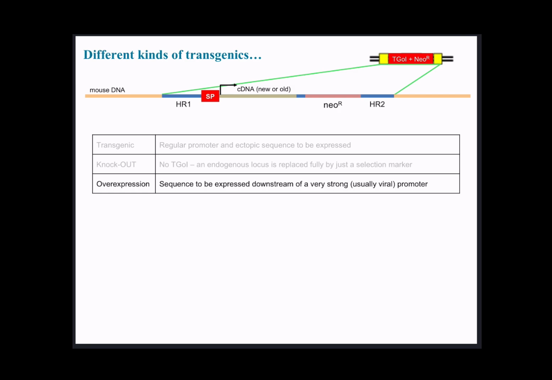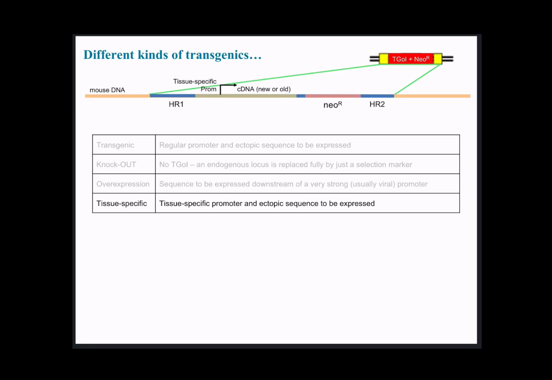In some cases, we may want to overexpress a foreign gene. It's not only about introducing a gene that is not normally in the mouse, but it may be a gene that exists in the mouse, but we want to make a lot more of it. In those cases, what we do is we introduce our cDNA of interest, new or old, and by that I mean whether it exists in the mouse or not, and then we put it under a very strong promoter. In class, we discussed briefly the use of viral promoters, for instance, to drive very high levels of expression in eukaryotic cells, and that's certainly something you can do. So you introduce a sequence to be expressed downstream of a very strong, usually viral, promoter.